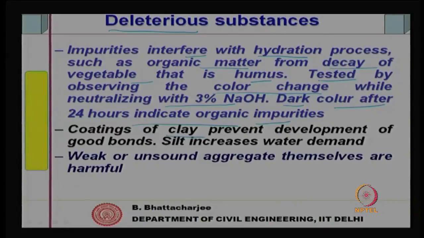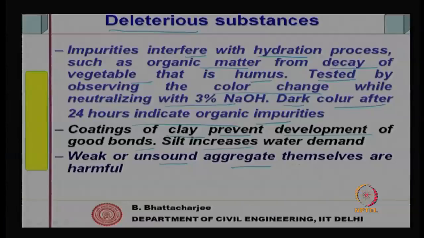This is why we do not want clay. Clay prevents coating and development of good bonds. Silt also does this a little bit, but it also increases water demand a lot because it is very fine. So, if you are using silt in the aggregate system, or there is too much silt, let us say more than 3.5% or something like that, then it will have a tendency to absorb a lot of water. Clay would obviously not allow any bond between the aggregate and the cement hydrates. So, actually the strength would be lower.